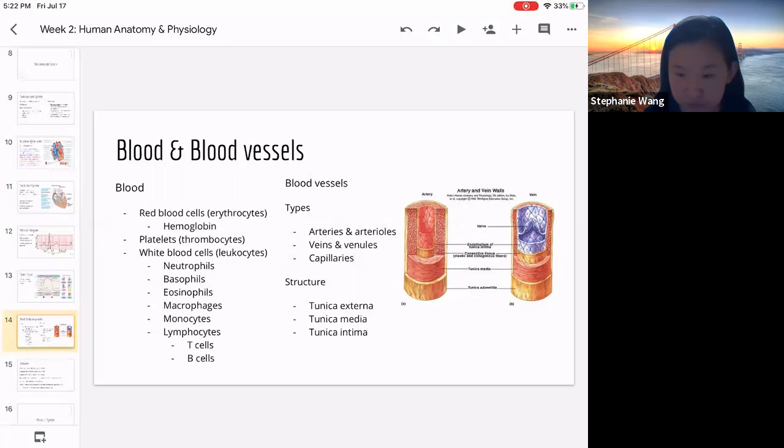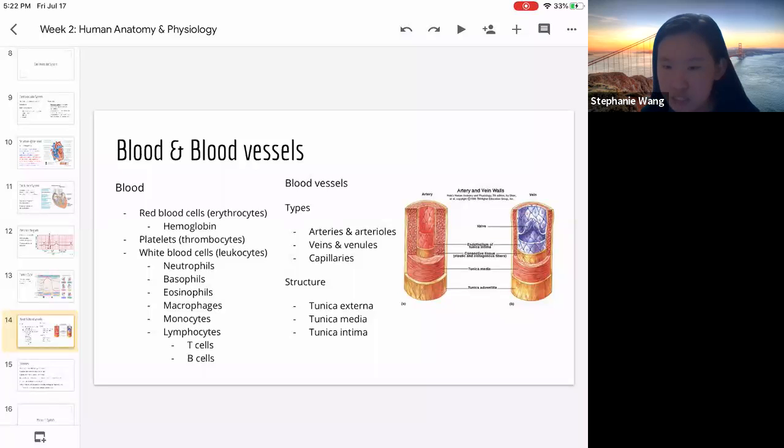And the structure of blood vessels is the tunica externa on the outside, the tunica media in the middle, and the tunica intima on the very inside. So one thing to keep in mind is that the tunica media is very thick in arteries, as I was saying.